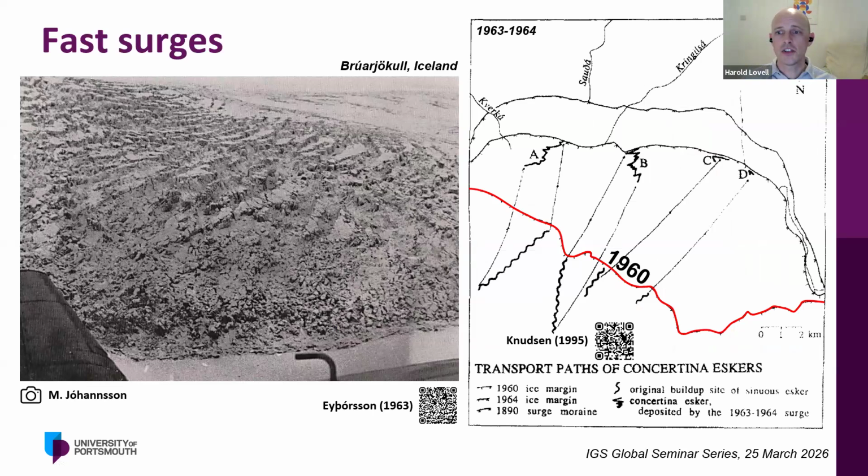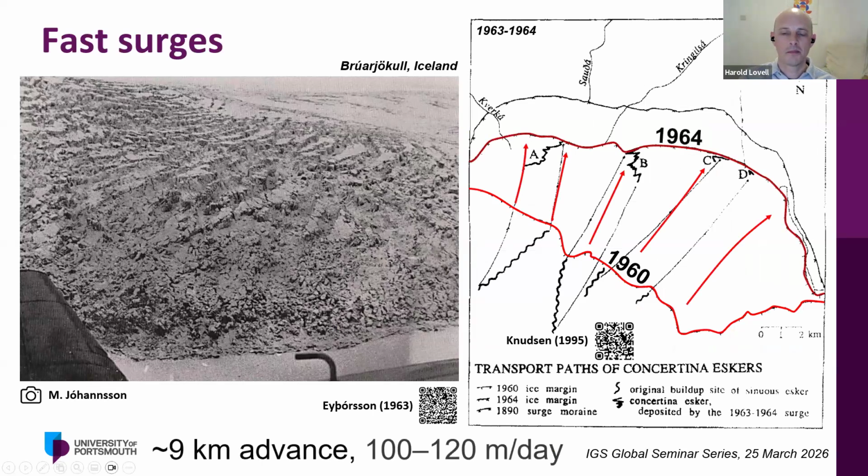So we get very fast surges. This is Iceland. This is, as far as I know, the fastest surge that has been recorded. Now this is actually rate of terminus advance rather than measured velocities. But the surge itself was looking at rates of advance of over 100 meters per day at times during the 1963-1964 surge of Brúarjökull in Iceland.